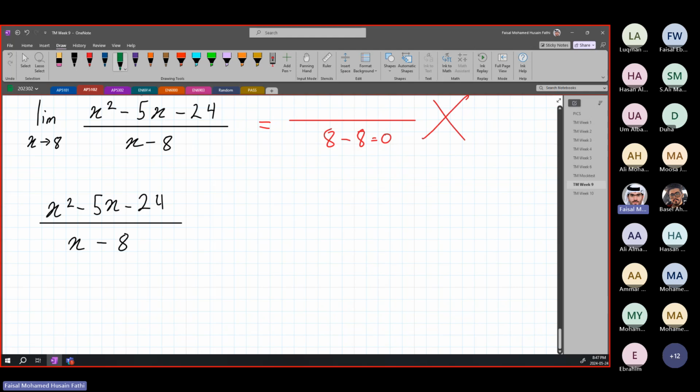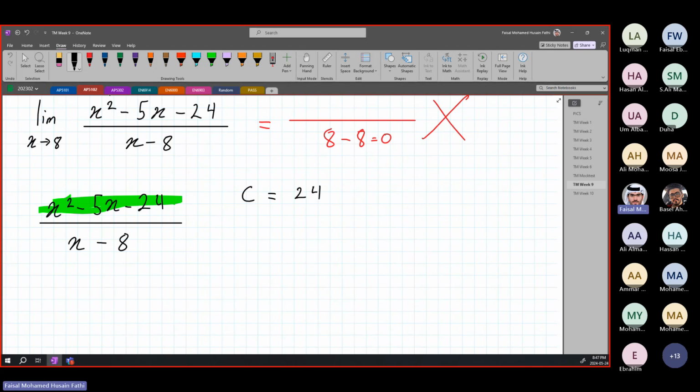So to factorize a quadratic, we're just looking at our numerator, all right? We want to factorize this quadratic equation. Our C value is equal to 24, or minus 24, I should say. And our B value is equal to, remember, it's A, B, and C. Right? So let me color code so that it's a bit clearer. C is equal to negative 24. B is equal to negative 5.